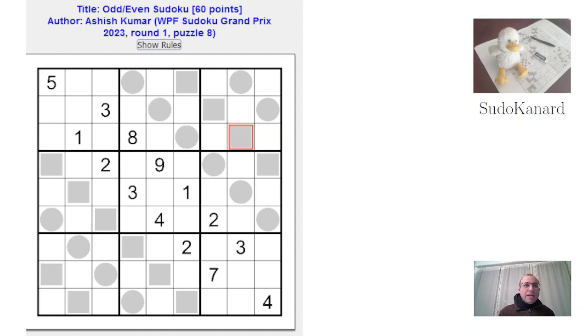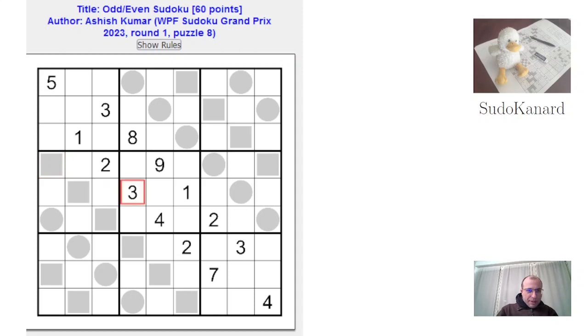So the special rule of odd-even Sudoku is that whenever you have such a gray circle, it means that the digit is odd. And whenever you have such a gray square, it means that the digit is even. So sorry, circle is odd, square is even. That's the standard convention in all those contests.